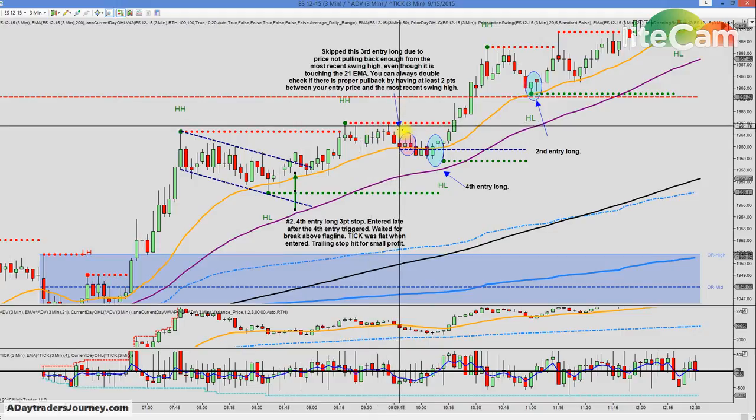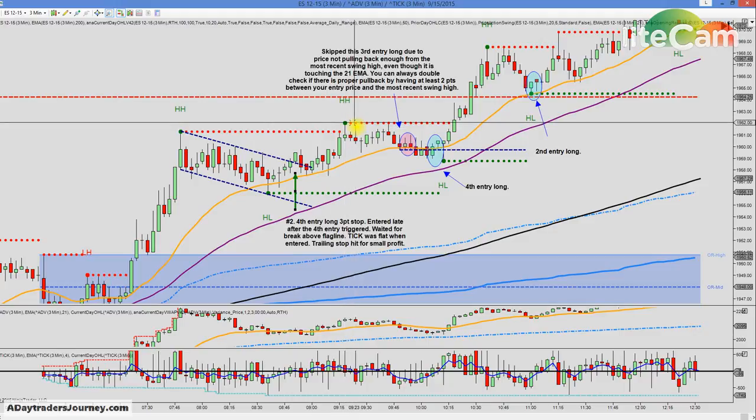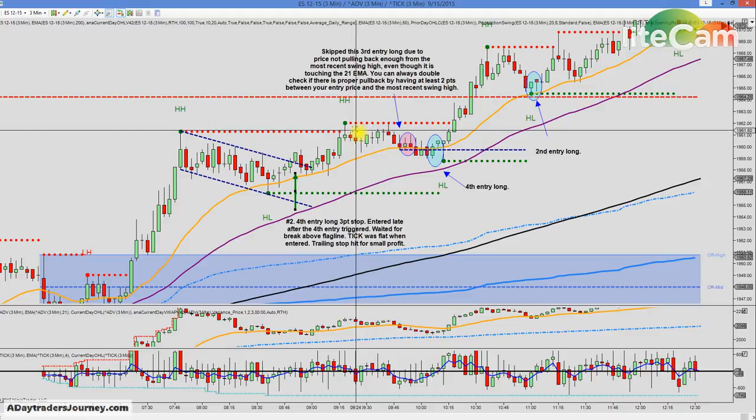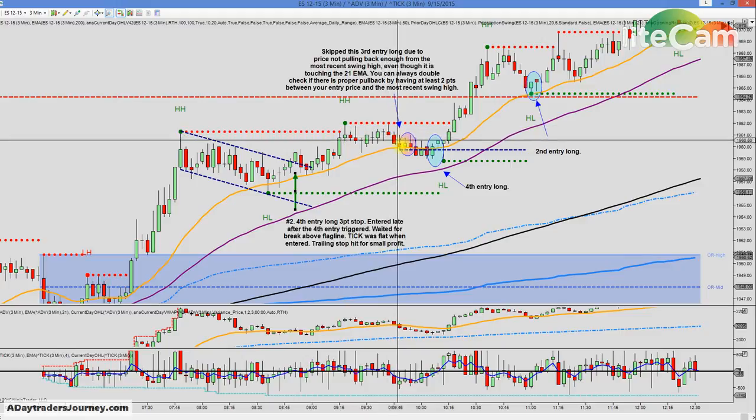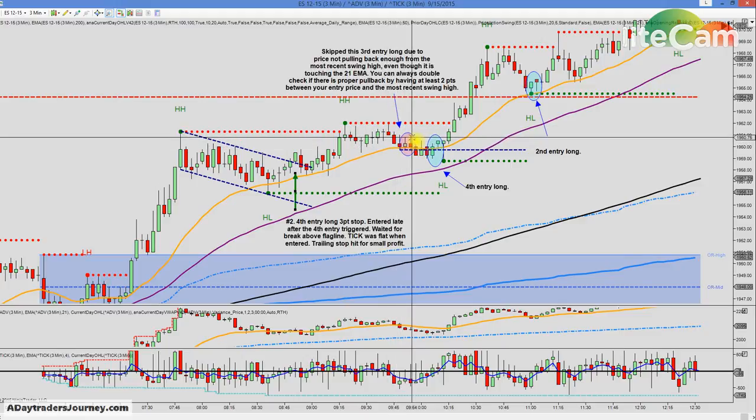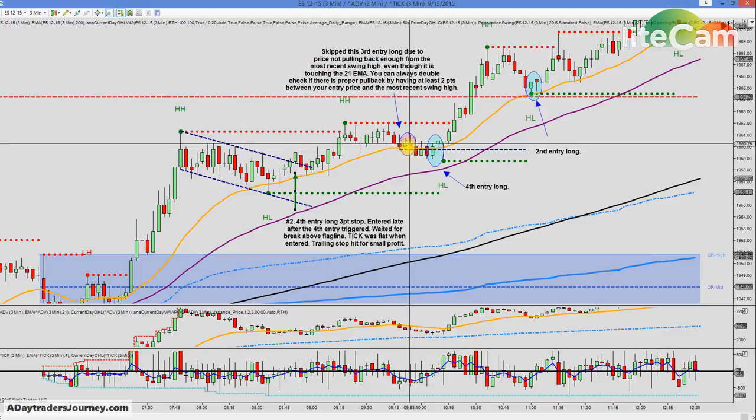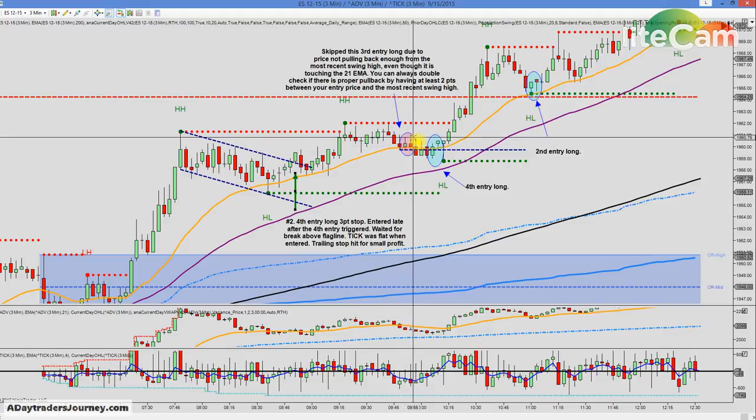you would then look for another possible entry. This is the next swing high that popped up. You would start your count back here, and you would go 1 here for your first entry, 2 for your second entry, go back all the way up here, and then it pulls back again. Now you have a third entry, and on this third entry price actually came back and touched the EMA. So you would think, okay, take a long right here at 1961.